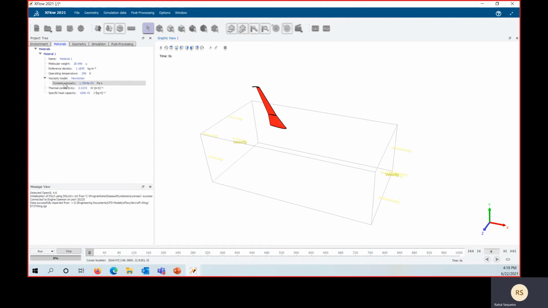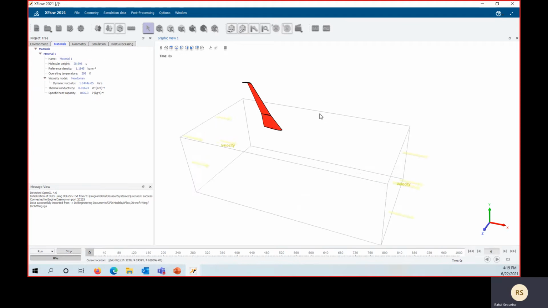I'd like to even have a reference viscosity along with the operating temperature. So I'd keep that to be about 1.8444 E minus 5. And then I'd keep even the thermal conductivity towards the reference temperature as well as the specific heat capacity. So with this, I have effectively modeled the aircraft to be moving at real world conditions.